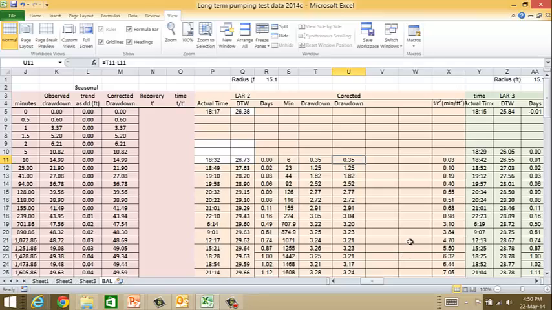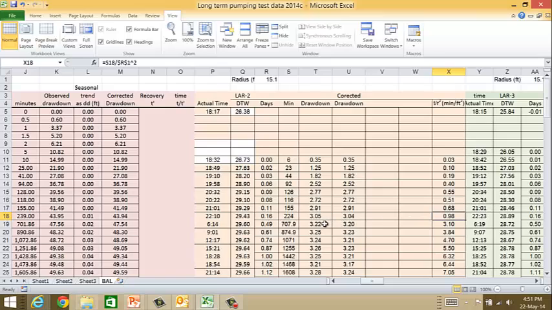Another thing that we did is we're going to plot the drawdown as a function of time divided by r squared, and this was described in one of the videos. So we just calculated another time scale, and if we click on this, you see that's the cell reference for the time.